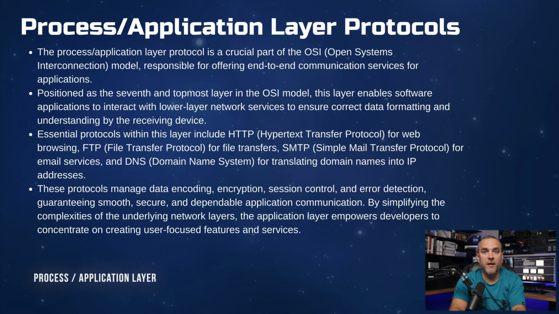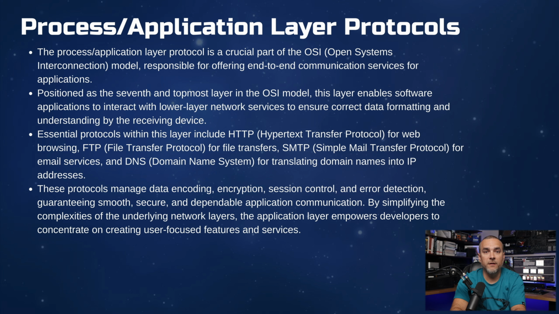The Process Application Layer Protocol is a crucial component of the DoD model and is responsible for providing end-to-end communication services for applications. This layer, which is the 7th and topmost layer of the OSI model, facilitates interaction between software applications and lower layer network services to ensure data is properly formatted and understood by the receiving device.